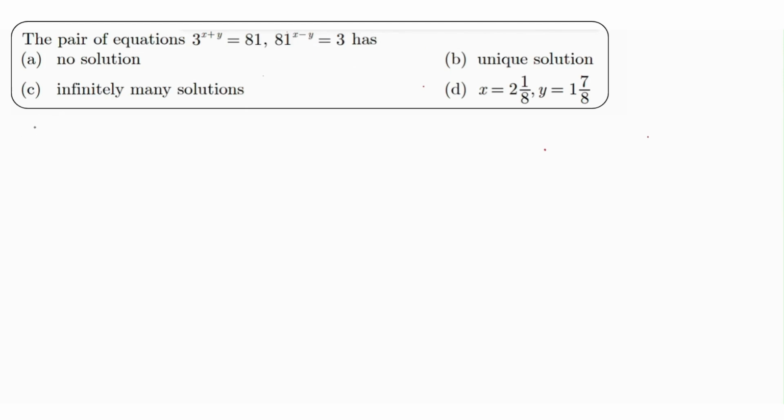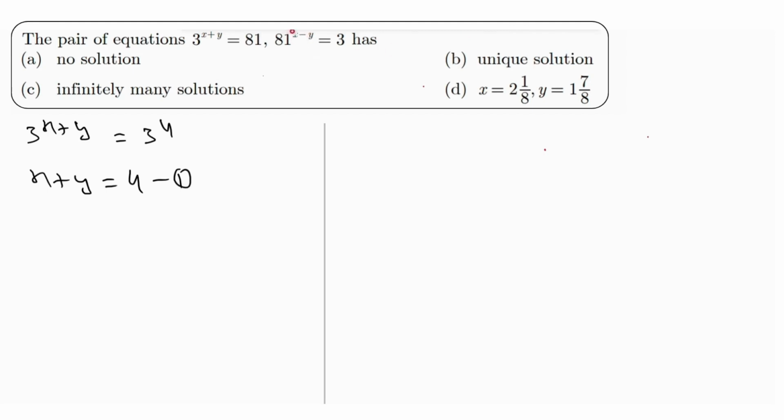In the first equation, we have 3 raised to the power x plus y, and 81 can be written as what? 3 raised to the power 4. This 81 can be written as 3 raised to the power 4. Now we have the same base, so we can equate the power. So we got the first equation as x plus y equals 4.